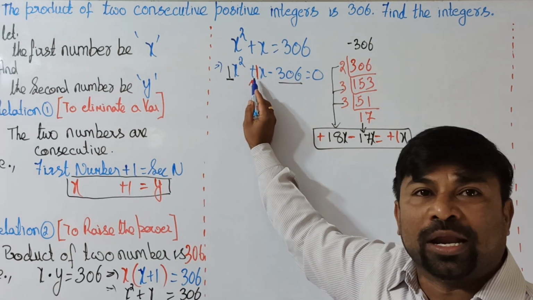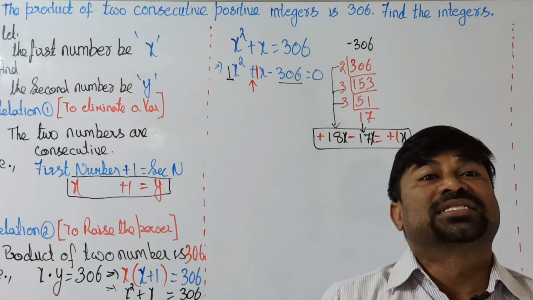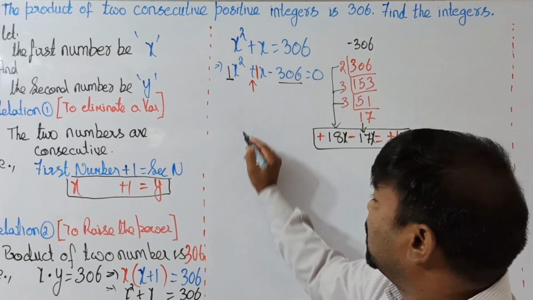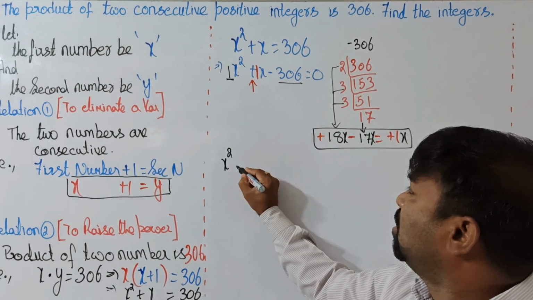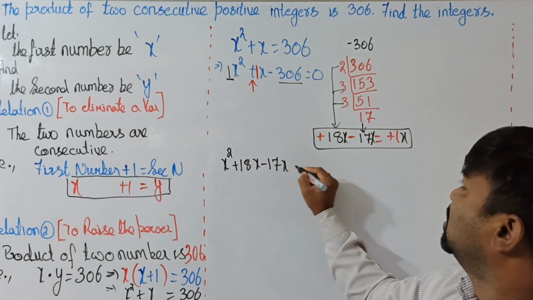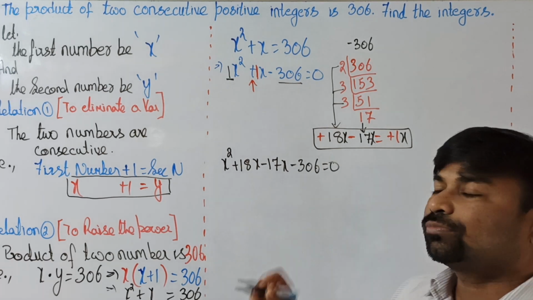So the middle one, plus 1x, I like to split as plus 18x and minus 17x. That is how I am planning to split it. Let's go for that. Let me write it down. x square plus 18x minus 17x minus 306 equals 0.